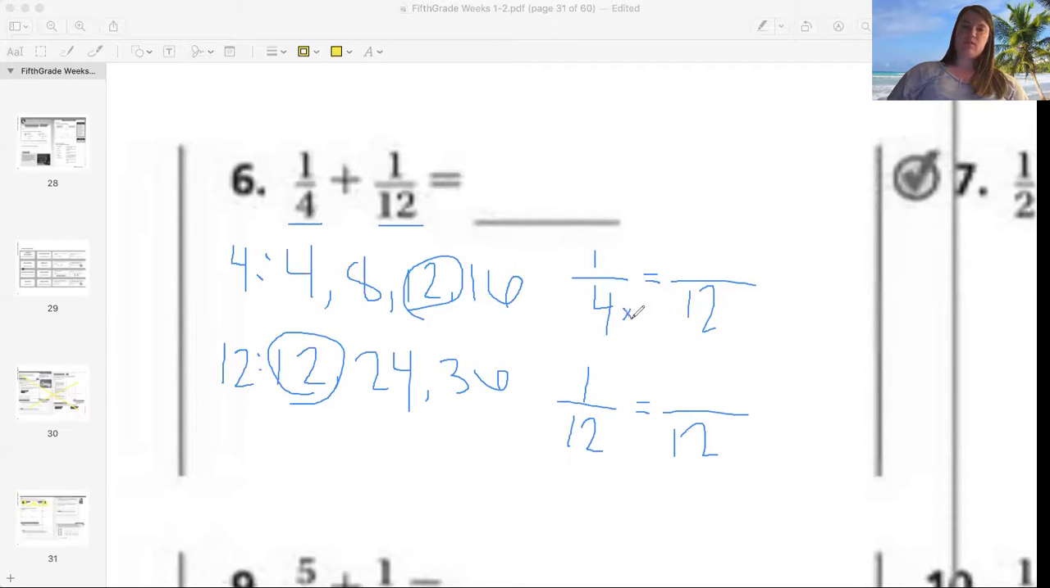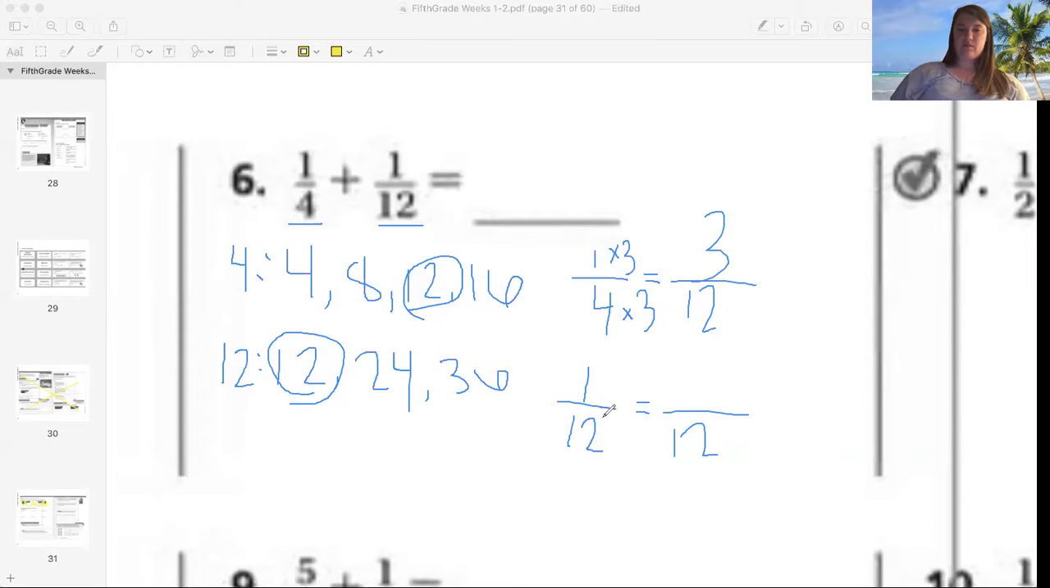4 times what is gonna get me 12? And that would be 3. So 4 times 3 is 12. And multiply by 3 down here, I have to multiply by 3 on the top. And 1 times 3 is 3. So my first fraction is 3/12.